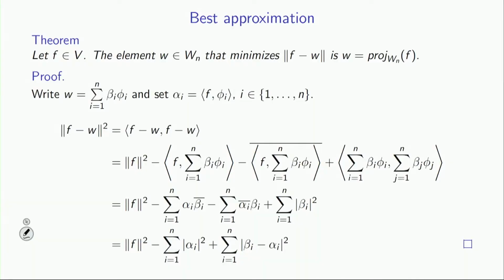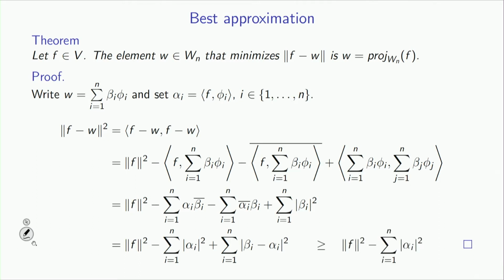Okay? And so note at this point that the vector f was given. The vectors alpha i, they are also fixed. They are how the vector f, the given vector f, interacts with your basis vectors. The betas are the only thing you get to choose. Those are the coefficients from the vector w that you get to choose. So how should you choose them to get the smallest possible difference? Well, it's pretty clear from looking at this. You should choose the beta i's to equal alpha i's.